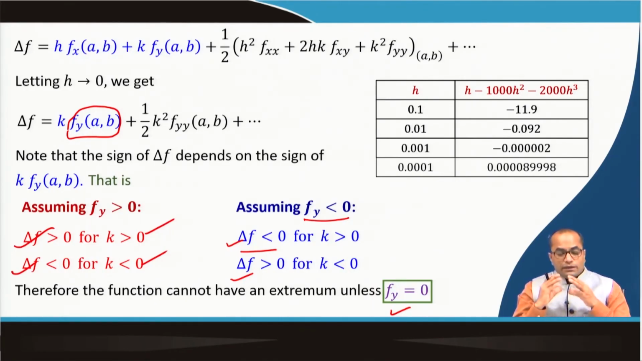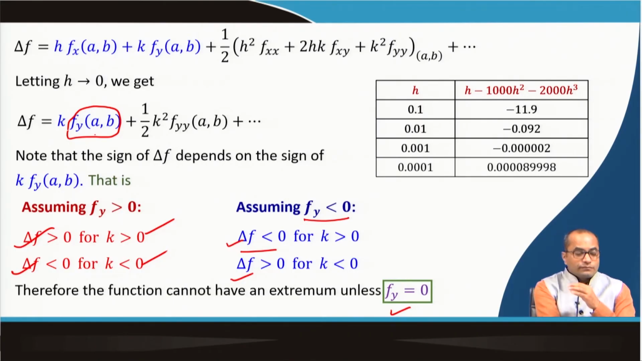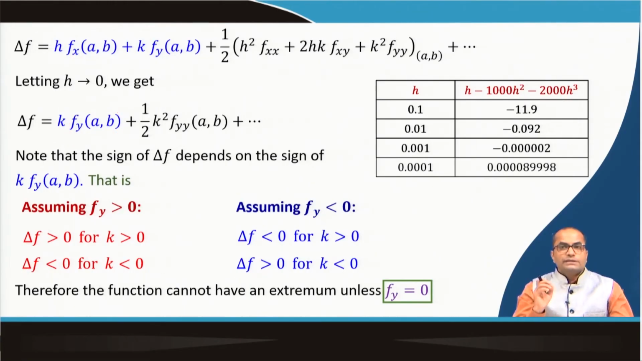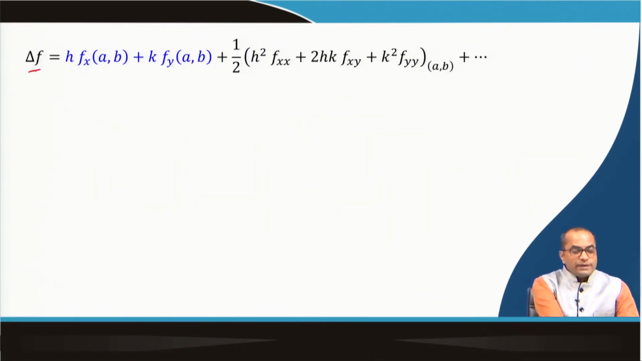So, if this (a, b) is a point of local extremum, in that case this f_y has to be 0, there is no other way, otherwise this will change sign and it will not be a point of local maximum or local minimum. So, to have this (a, b) a point of local extremum, this f_y has to be 0, and here we are getting this necessary condition basically, that if (a, b) is a point of local extremum, then f_y has to be 0, and similarly we will realize that f_x has to be 0.